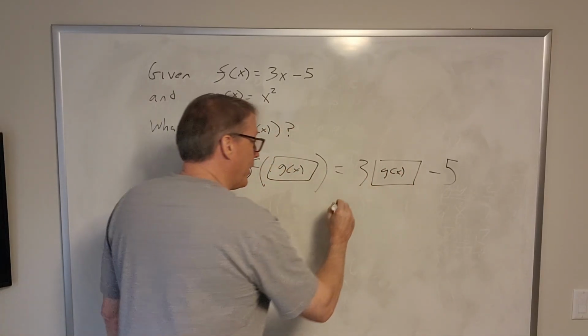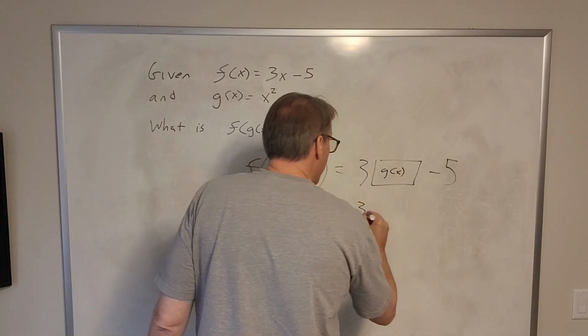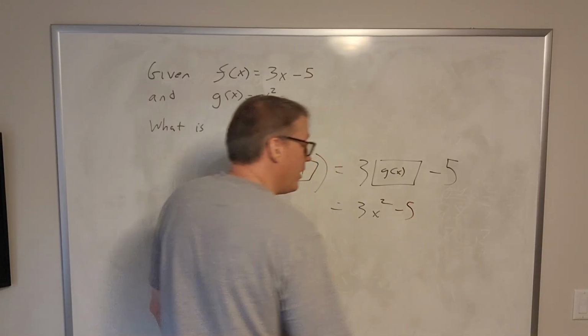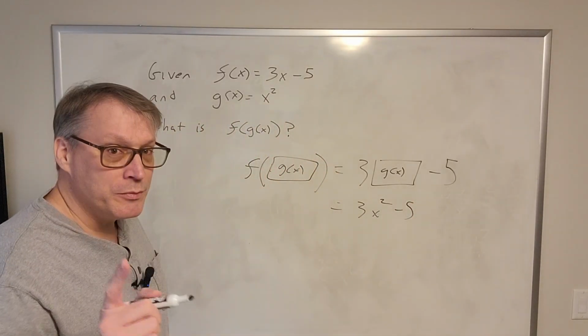Okay, easy way to think about it. What's g of x? X squared. So that's 3x squared minus 5. Hey, that was an easy one. Done. You do this one.